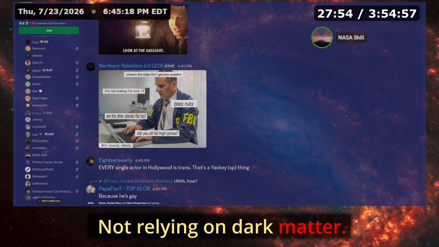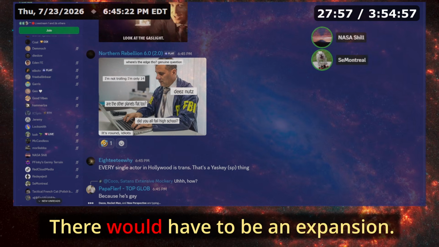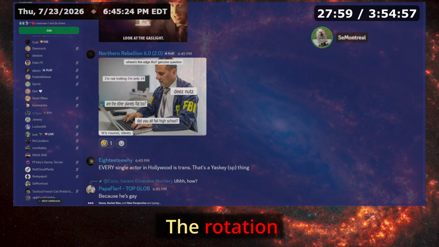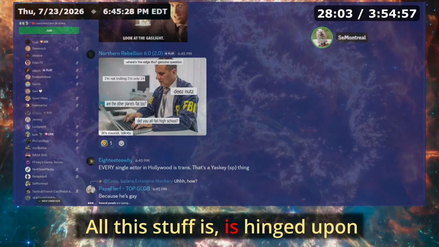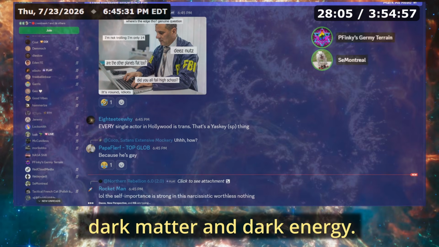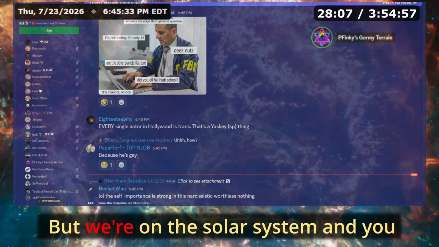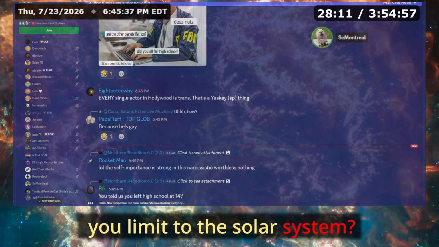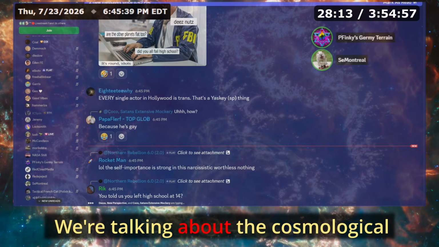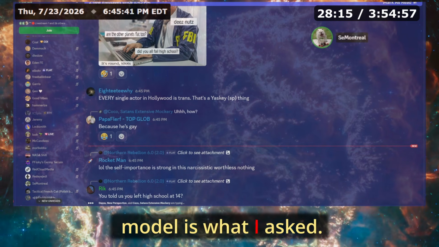Not relying on dark matter. Dark matter and dark energy. Yeah, there would have to be an expansion, the rotation of the galaxies. All this stuff is hinged upon, back to galaxies, dark matter and dark energy. But we're on the solar system, and you went back to galaxies. Why would you limit it to the solar system? I don't understand why. We're talking about the cosmological model, is what I asked NASA.